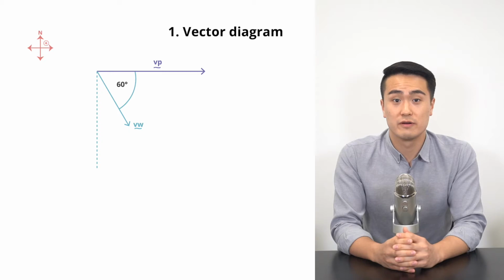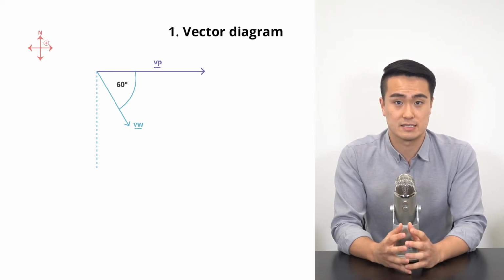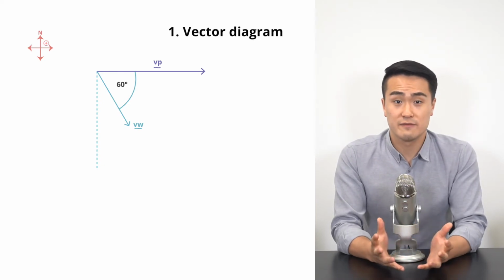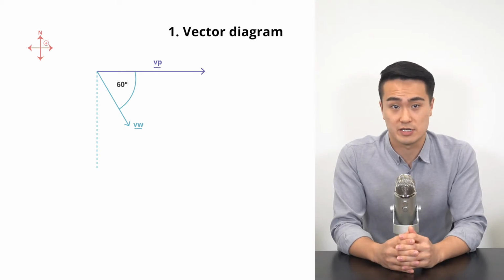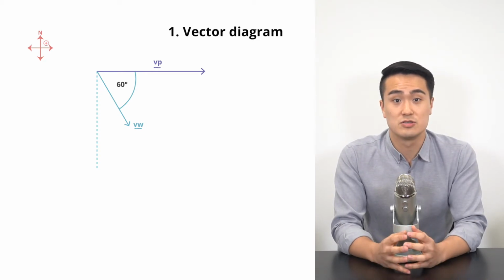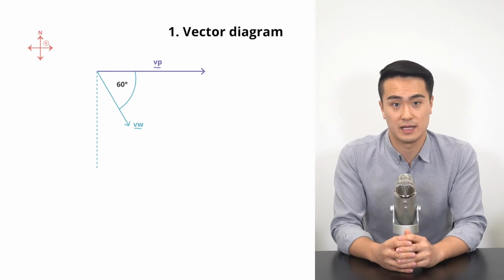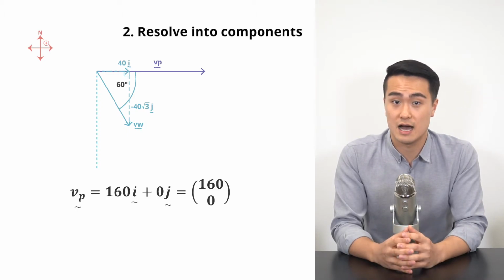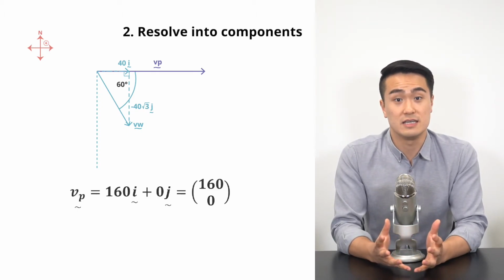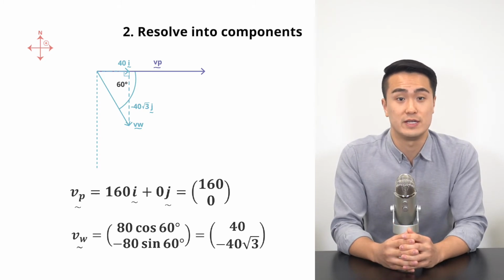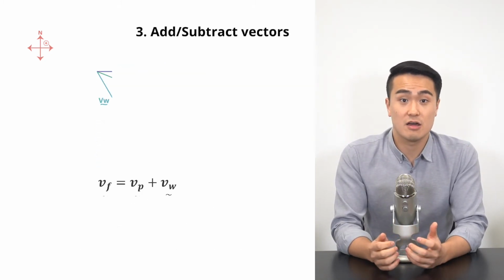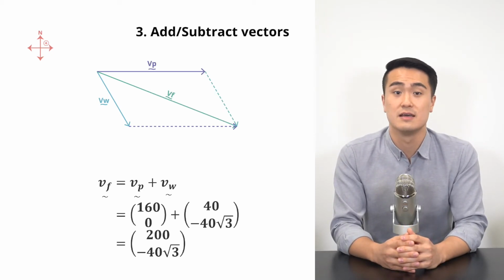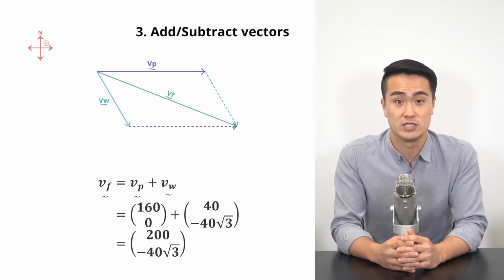So again, let's first draw a vector diagram where vector Vp represents the plane's velocity and vector Vw represents the wind's velocity. It is convention for north and east to be positive directions. So we just need to add the two vectors to find the final velocity of the plane. Resolving into components, the plane's velocity can be written as 160i plus 0j, and the wind's velocity is 40i minus 40 root 3 j. Finally, we just add the horizontal and vertical components separately to calculate the final velocity vector as 200i minus 40 root 3 j.